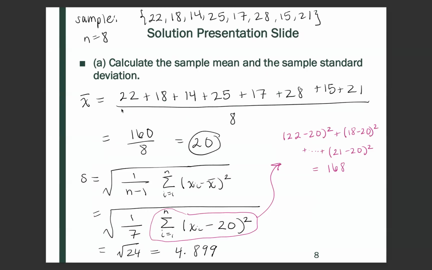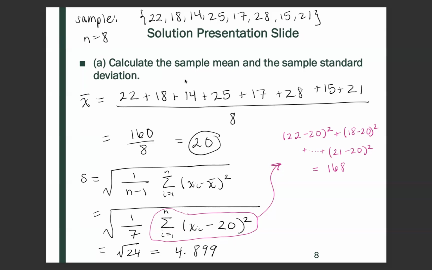So for calculating the sample mean, here I wrote above what our sample was, which was given in our problem. And so to calculate the sample mean, we're going to add up all the values in our sample and then divide it by the total. So once we do that, we get 160 over 8, which simplifies to 20. So 20 is our sample mean.